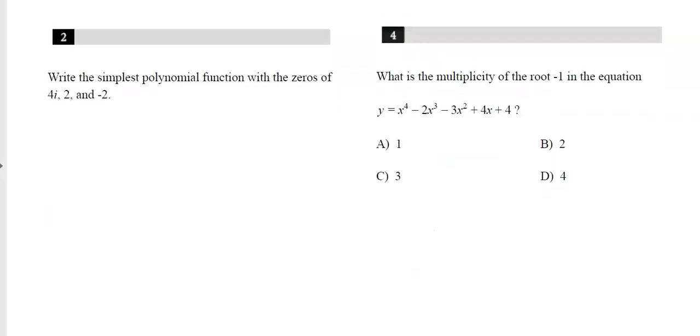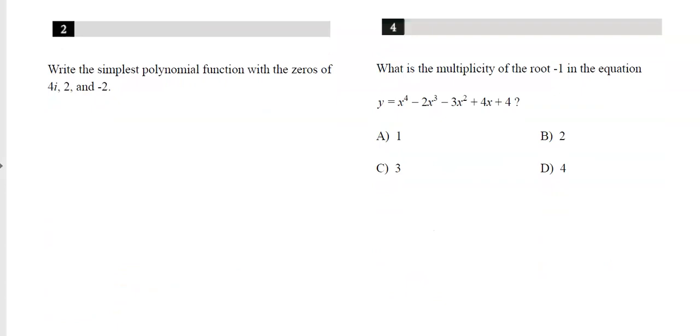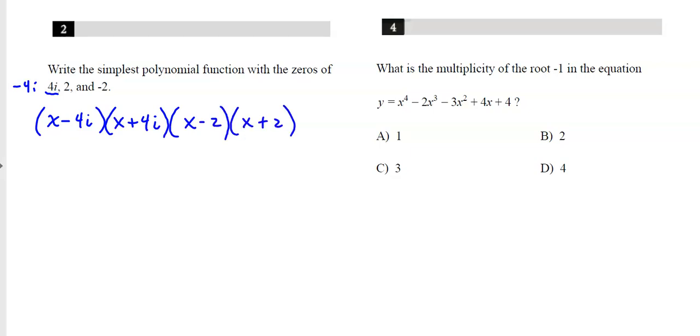All right, moving right down. Number 2. Simplest polynomial function with zeros, so we're going to work backwards. We have zeros. Let's get some factors. If I have a 0 of 4i, that means that I also have to include negative 4i. So I'm going to have x minus 4i, x plus 4i, and then an x minus 2 and an x plus 2. All right, well, difference of squares here. So that's x squared minus 16i squared. But remember, i squared is just negative 1.